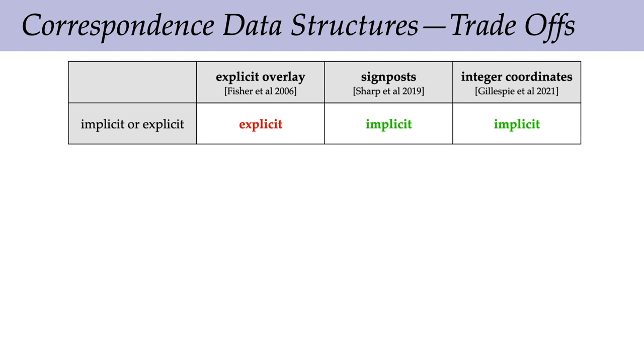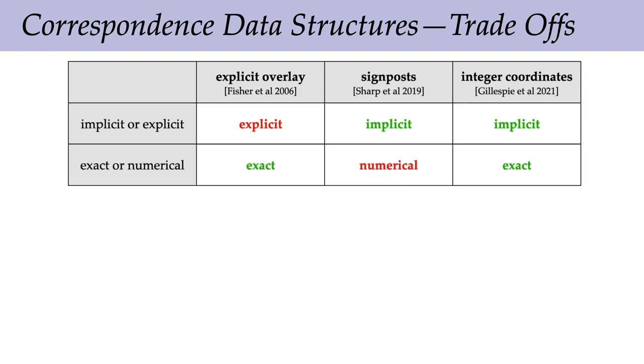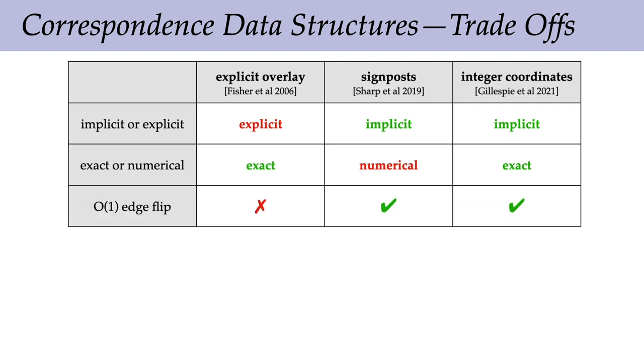They store a minimal amount of information, which not only makes them more memory efficient, but it means there's less to update as we process our mesh. Both the explicit overlay and the integer coordinates are exact in the sense that the connectivity is always correct. Signposts depend on floating point numbers, and so they can get the answer wrong sometimes, although in practice this really tends to only happen in very extreme cases. A really important thing is that to do even just a single edge flip with the explicit overlay, you might be doing order n operations, whereas with signposts and integer coordinates it is always a very local operation involving a fixed amount of data.